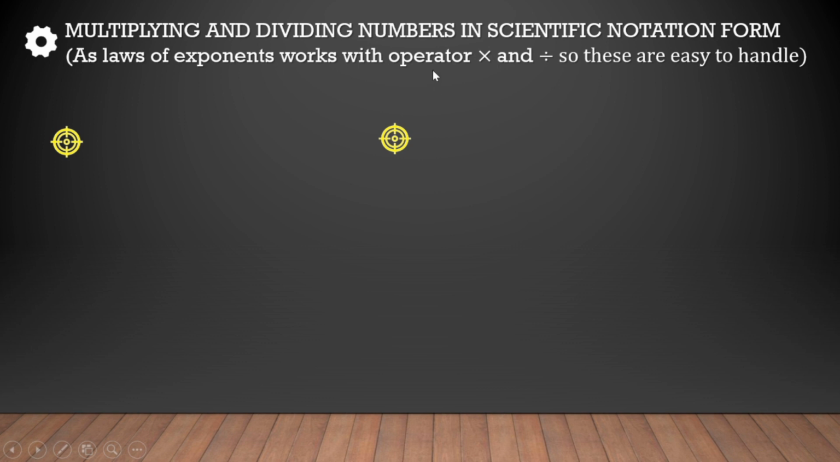Next is multiplying and dividing the numbers in scientific notation form. Here are two numbers in scientific notation form. We know the laws of exponents. These are exponents. Laws of exponents work with the operators multiplication and division. We have laws that work with these two operators. So this is easy to handle. They all are getting multiplied. So multiplication is the only operator, so we can perform any multiplication first.